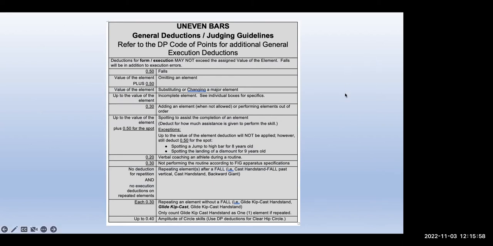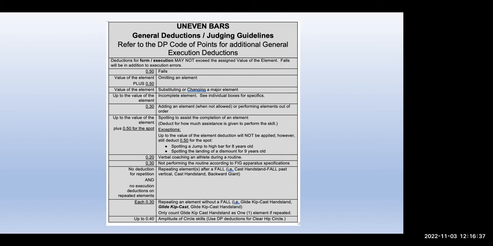We all know falls are 5/10. If they omit an element, and this is a little different, we want to take 5/10 for omitting plus the value of the element. Not like in the compulsory program where you take double the value of the element. So it's the value plus 5. It could be 4 plus 5, it could be 6 plus 5. Now, if they substitute or change an element, they do the wrong element, it's the value of the element, whether it's 4 or 6.